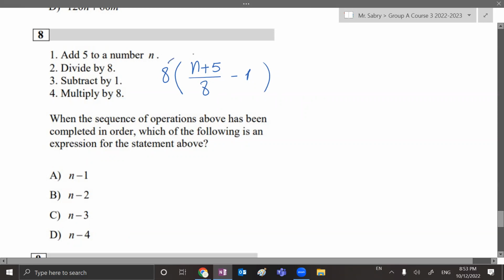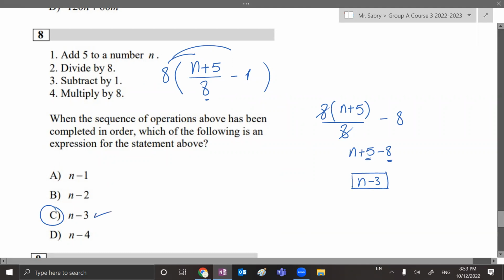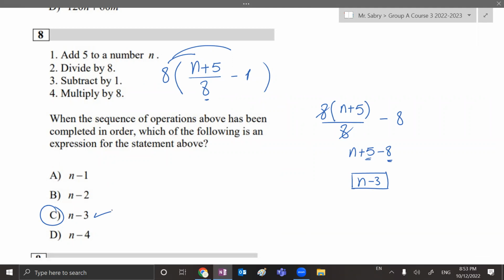So when this 8 is distributed, 8 times this fraction, we said earlier that whenever I have a number multiplied by a fraction, it's multiplied by the numerator. So the 8 will be multiplied by n plus 5, still over 8, minus 8 times 1, which is just 8. This 8 and this 8 will cancel each other. I'll remain with n plus 5 minus 8. 5 minus 8 will become negative 3. So n minus 3 is the correct answer. C. This is an important one. Is this okay?